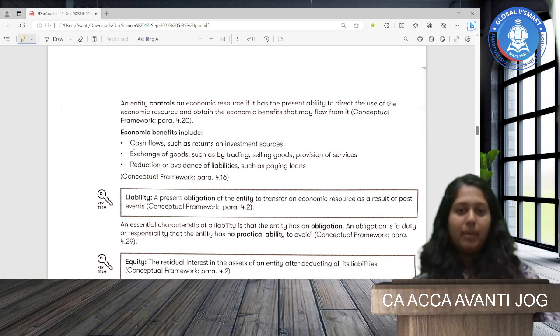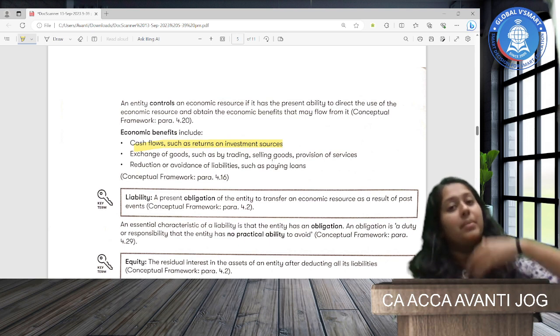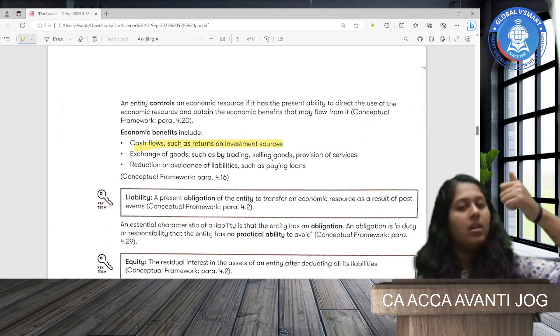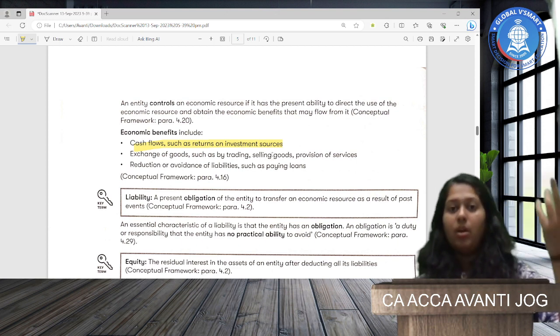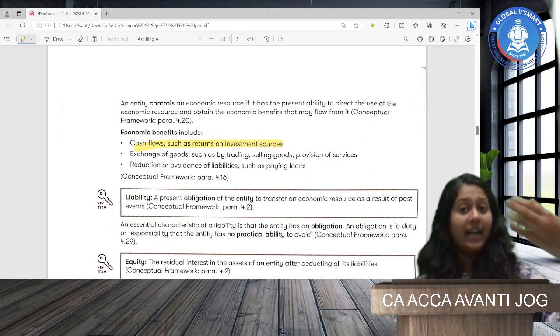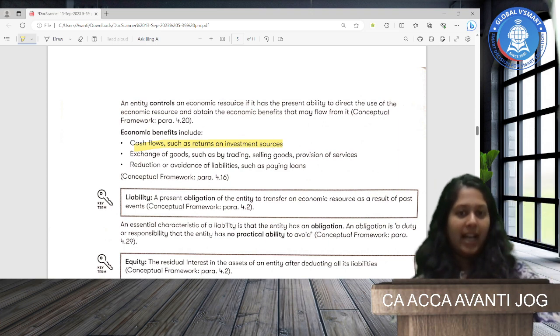Now, what are the economic benefits? Cash flow, like on investment resources, ये भी आ जाएगा. किसी कंपनी में इन्वेस्ट किया है? Yes. You own the invest shares? Yes. Past event, buying these shares. What is the economic resource? You will get dividend on it. Then yes, it is an asset.